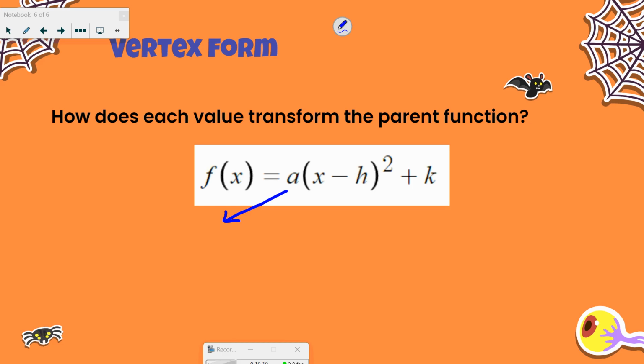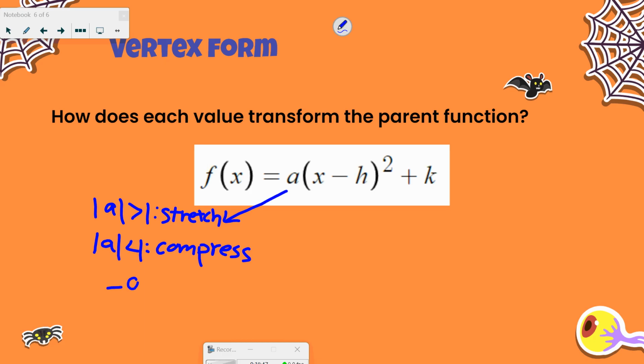So I have 3 scenarios. If that A value is greater than 1, is that going to be a stretch or compress? Stretch. Good. And then what about if it's less than 1? What would that be? Compress. How else could that A value change? Anybody have any other predictions? Negative. Ooh, what would happen if it's negative? It would reflect over the x-axis. Good job.